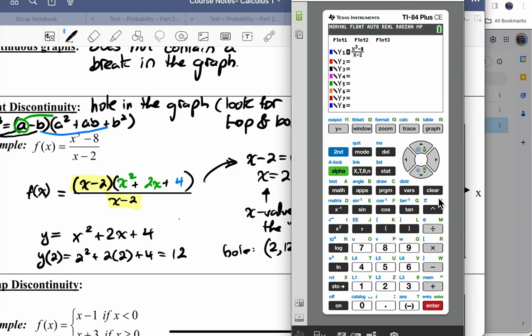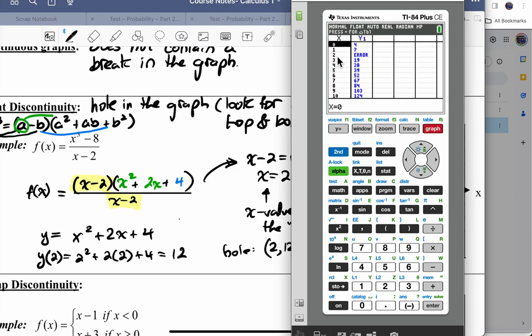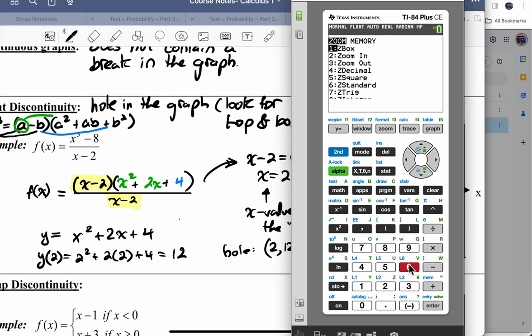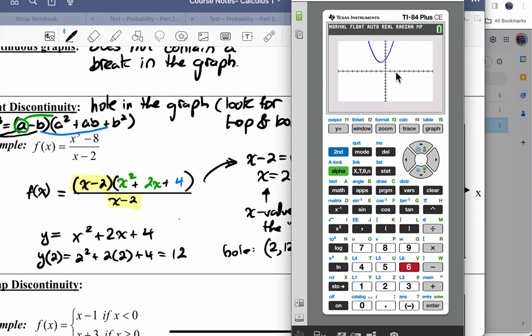Hit enter. All right, so you can go into the table. If the hole is at a clean number, the x value for the hole is clean, it'll show up in the table and you'll see an error. So go into the table, second graph, you see an error at 2. Now, if you follow the progression here, maybe you can kind of figure out that it's 12. But what I'm going to do is go to the graph, zoom 6. Now, here's the x value of 2. 12 is off the grid because this is a negative 10 to 10 window.